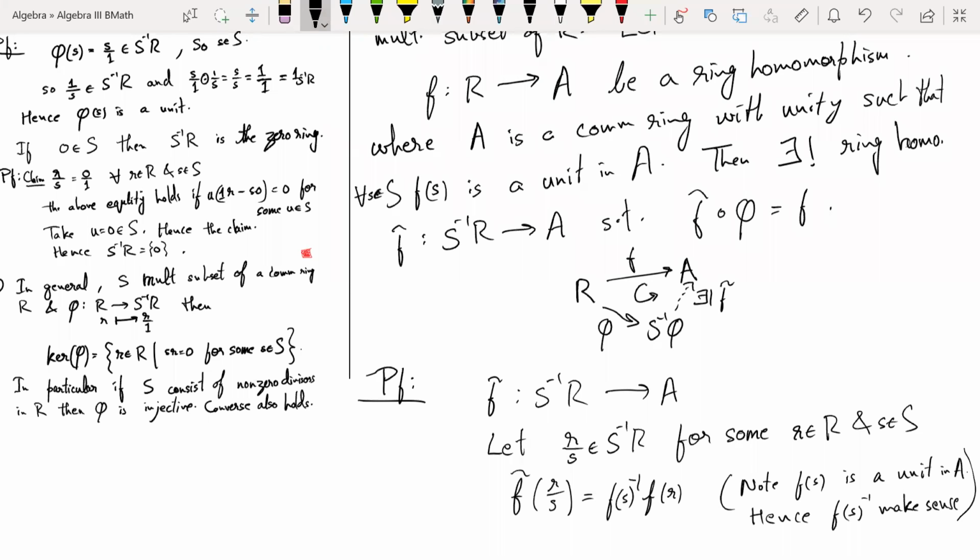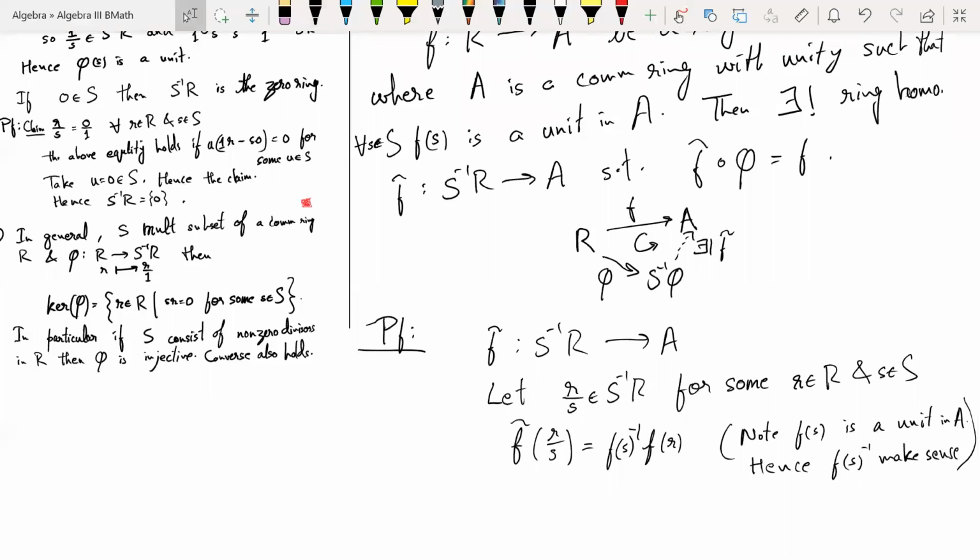So you can define it this way, but there is still a problem. The problem is we are defining a map on the equivalence class by using its representative. We are using R and S, which are representatives of this thing.